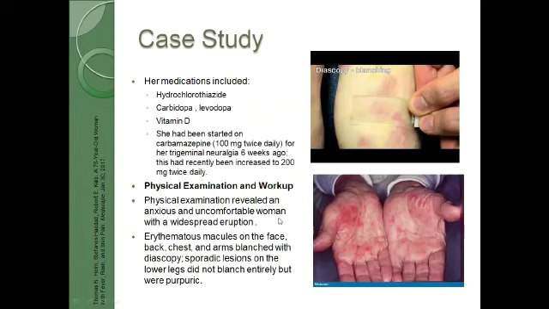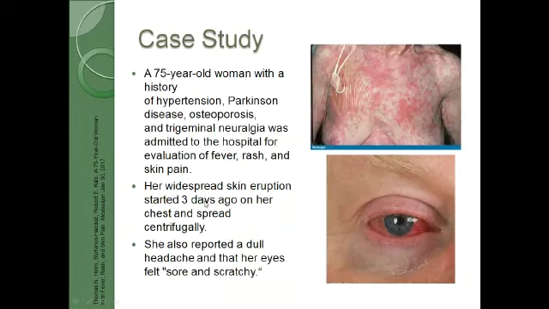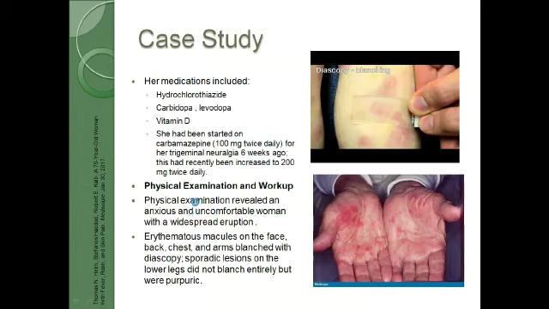Her medications included hydrochlorothiazide. So when did the symptoms start, this skin eruption? 3 days ago. What are her medications? Hydrochlorothiazide, she's taking for hypertension. Carbidopa-levodopa, she has Parkinson's. Vitamin D, she has this osteoporosis problem. She had been started on carbamazepine for her trigeminal neuralgia 6 weeks ago. This had been recently increased to 200 milligrams twice daily.